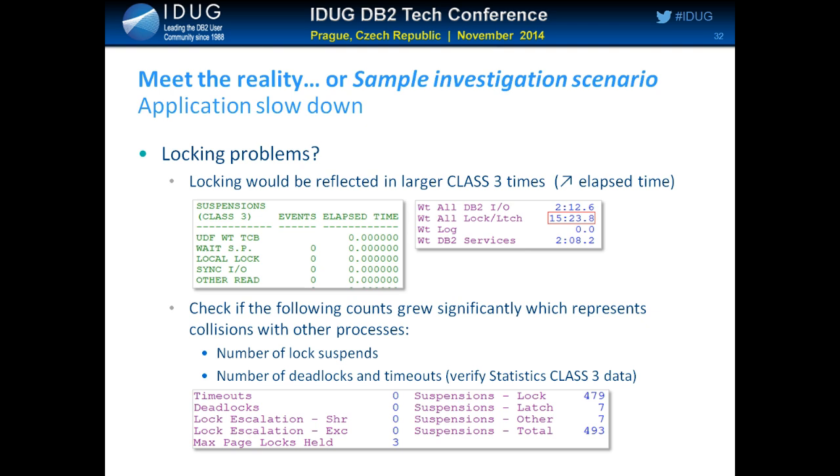So maybe you might want to look into your statistics class 3 data, to see maybe there were a lot of deadlocks or a lot of timeouts because somebody was holding the resource, or maybe you just compare how many lock suspensions there were, meaning you were waiting a lot of times. Unfortunately, in the trace data you cannot figure out what resource you tried to get. That's unfortunate. With some tools you can get it, but out of the box you don't get it.